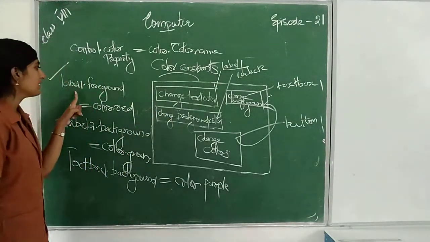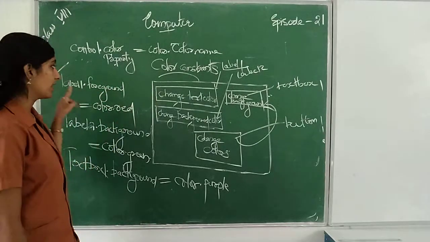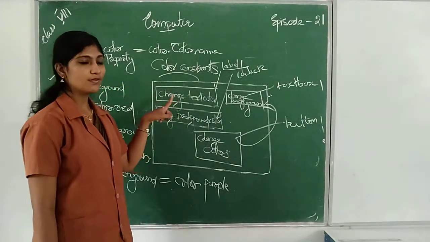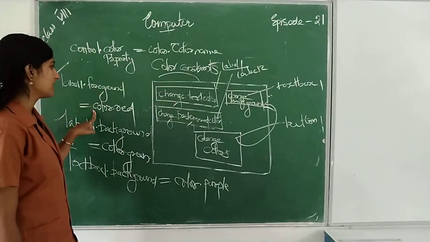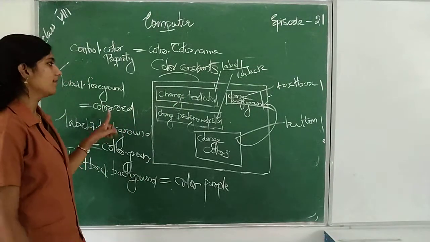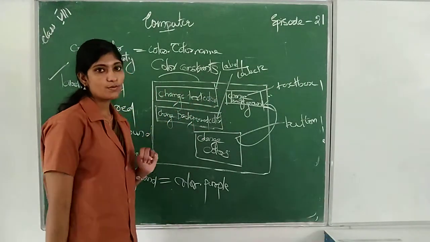So how to change the font color of label 1? First one, label 1 dot. What is the control here? Label. So what is its name? Label 1. So label dot color property. We need to change the foreground color. So write foreground is equal to color dot. Which color? Red color. So color dot red. So what happens? The text color becomes red.